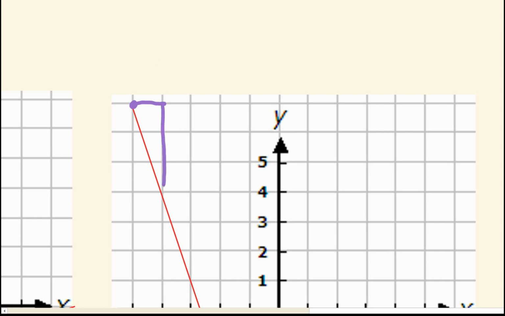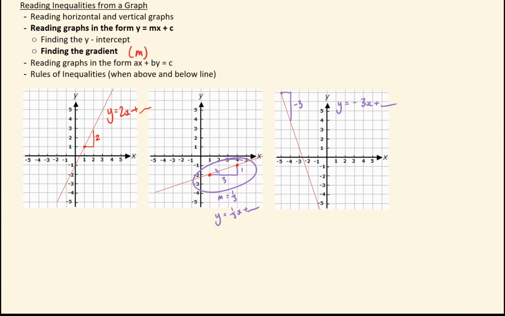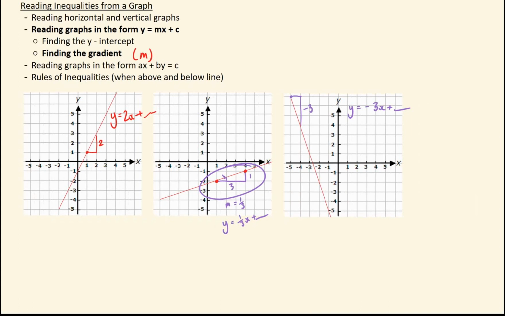If we're going down, you want to think of that as going up by a negative amount. So here I've gone up by -3. So therefore the gradient is -3, and this graph will start y equals -3x plus something. Okay? Make sure you're finding both those 2 skills of finding the y-intercept and finding the gradient.